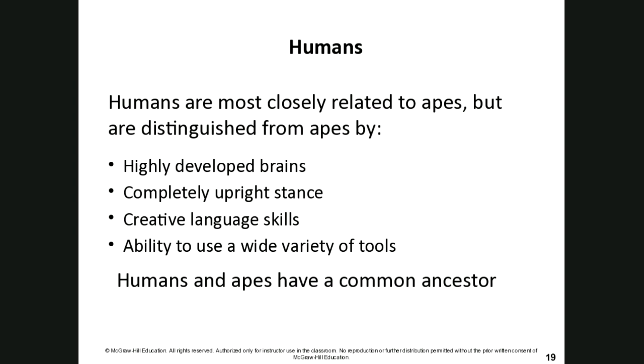And then we're able to use a wide variety of tools. So we're not just taking a rock and smashing it against something to open up a shell. We're able to use very elaborate types of tools, and that's probably linked, or it's been hypothesized, to the fact that we have opposable thumbs. If you take your thumb and face it towards all your other fingers, it's opposite, or opposing, all your other fingers. So having that opposable thumb allows us to do a lot of different things.